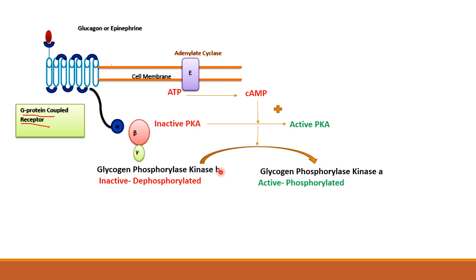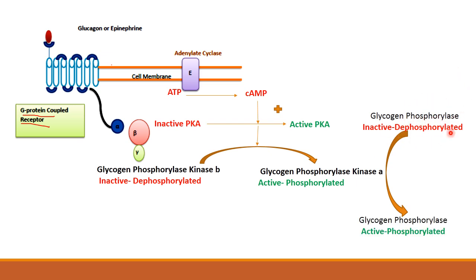This small b is for the inactive form, and it will be phosphorylated to glycogen phosphorylase kinase A. It will be phosphorylated and thus activated. Now, what will this glycogen phosphorylase kinase do? It will activate the key regulatory enzyme glycogen phosphorylase to its active form.